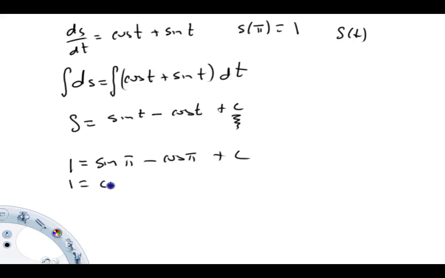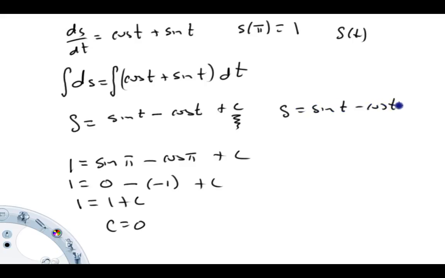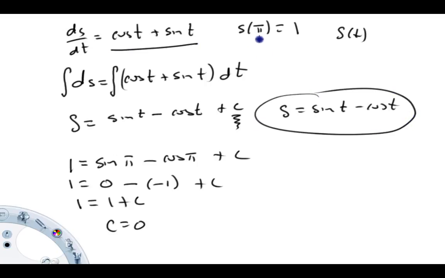Now the sine of pi is 0, and the cosine of pi is minus 1. So this is 1 equals 1 plus c. So when we solve this for c, we get 0 out of it. Okay? So the solution of this equation is s equals sine t minus cosine t. This equation should satisfy both conditions. When you differentiate, we should get this. And when we put pi in for t, we should get 1 out for s.